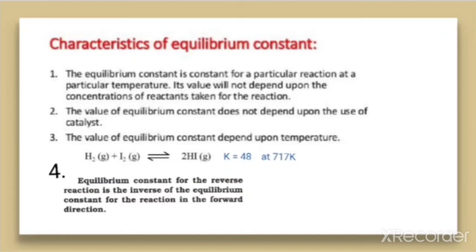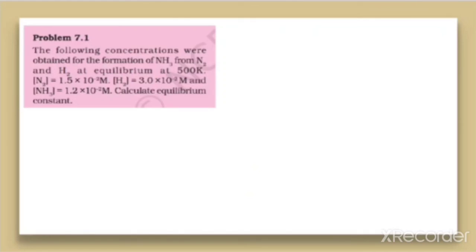So these are the important characteristic features of the equilibrium constant. Now let us do one problem, a textbook solved problem. The following concentrations were obtained for the formation of ammonia from N2 and H2 at equilibrium at 500 Kelvin. The concentrations of N2 and H2 are given, and also the concentration of ammonia. We need to calculate the equilibrium constant. So first you need to write the equation, apply the formula for Kc, and substitute the values, and you can find the answer.